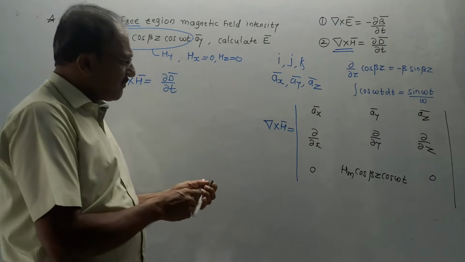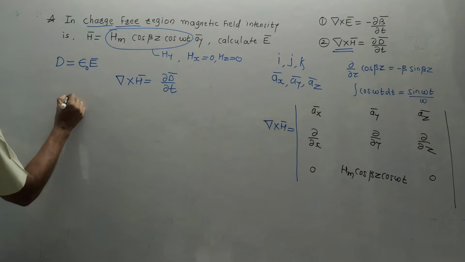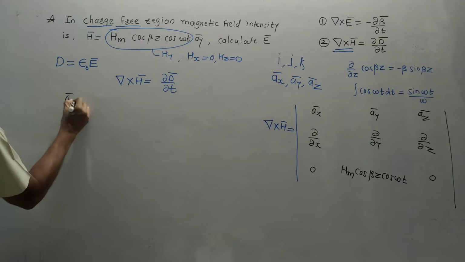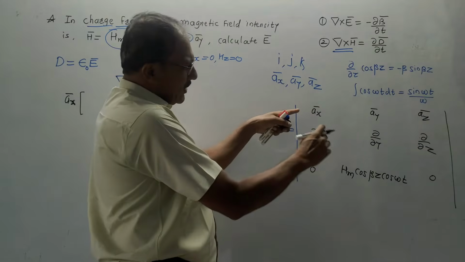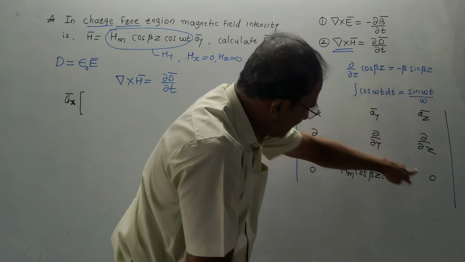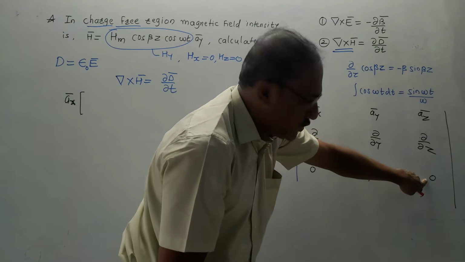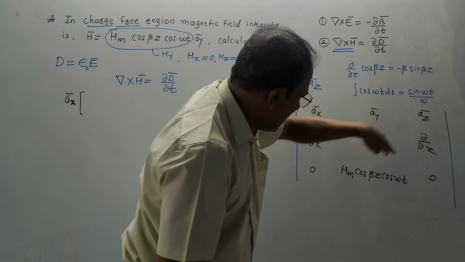Still, I will explain how to do it. While solving this determinant, I will have to write like this: ax bar in the bracket. I am considering this ax bar. So everyone knows the rule: skip this row, skip this column, then this into this. That is d bar by dy into 0. Naturally it becomes 0. Then d bar by dz into this term.